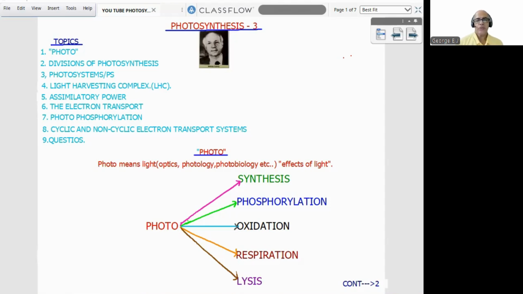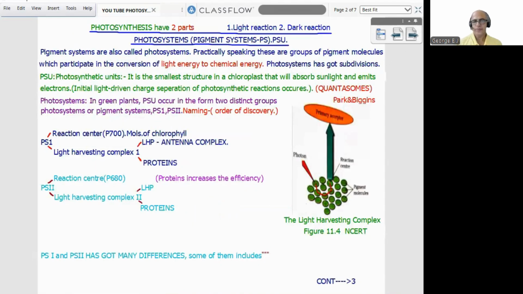And starting with photo as a prefix, basically 5 terms are connected with this chapter. Basic term photosynthesis, then photophosphorylation, photooxidation, photorespiration, and photolysis. That is regarding the first page of the third item in photosynthesis. I think the idea is clear. So we can proceed to the next page.